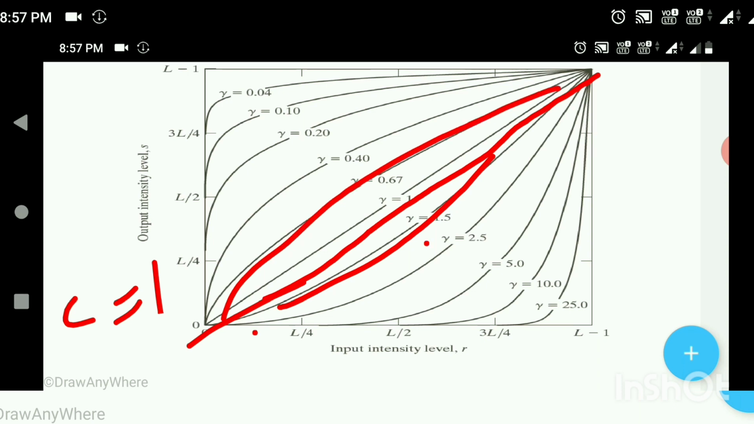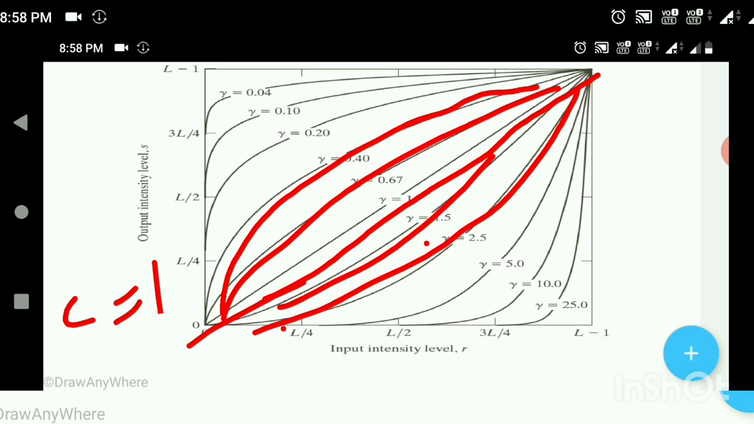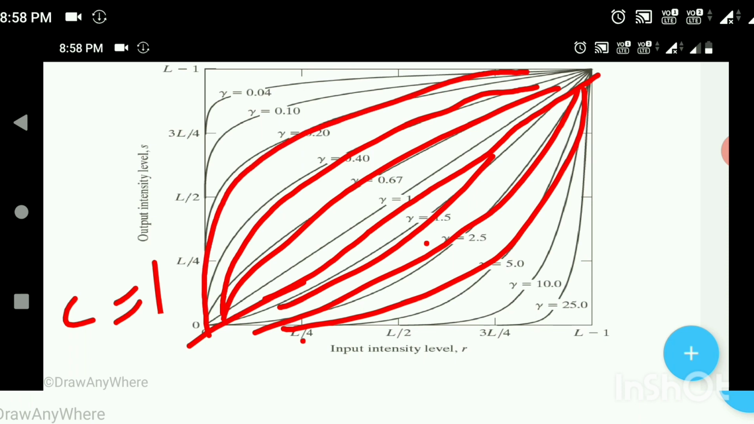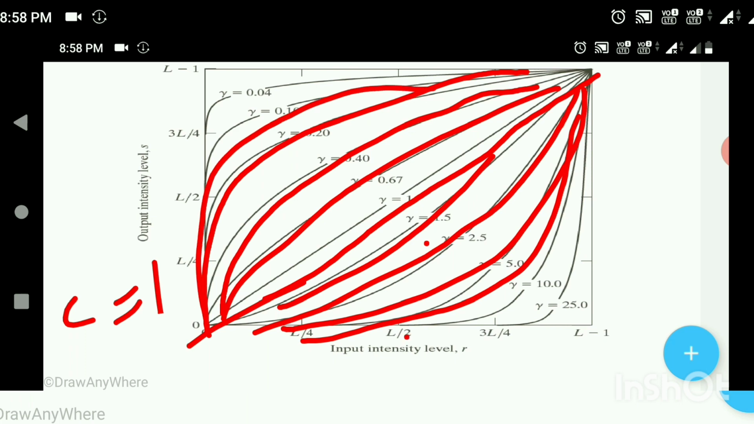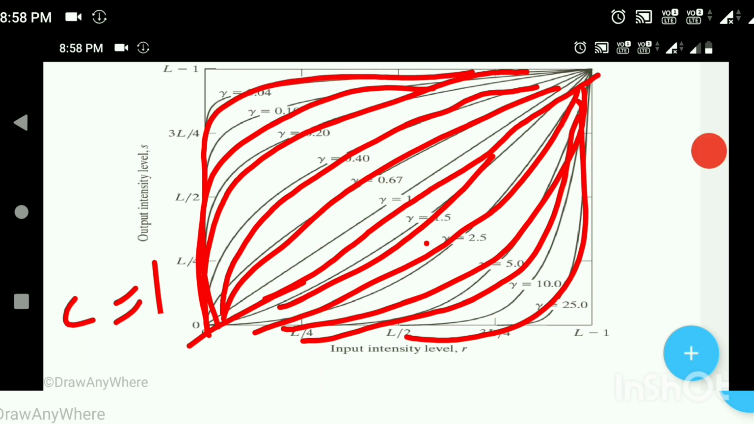For gamma 2.5 you get a graph like this, and this is for gamma equal to 1 by 2.5. This is for gamma equal to 5, and this is for 1 by 5. This is for gamma equal to 10, and this is for 1 by 10. This is for gamma equal to 25, and this is for 1 by 25. This is the power law graph for C equal to 1 and for different gamma values.